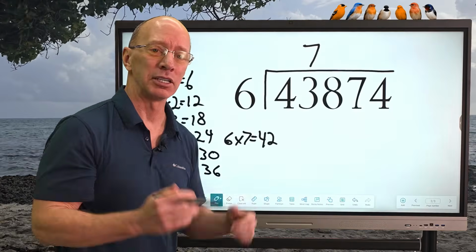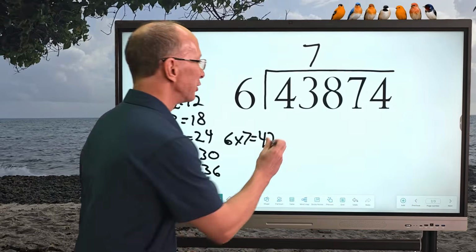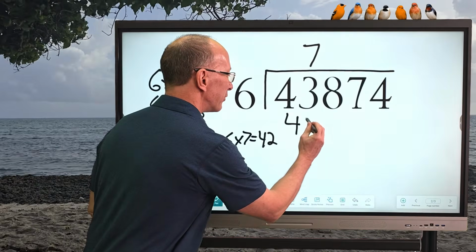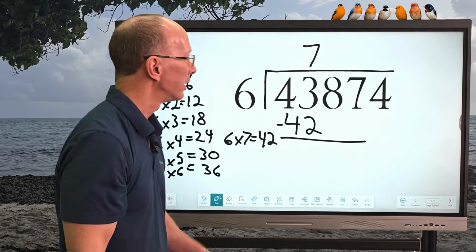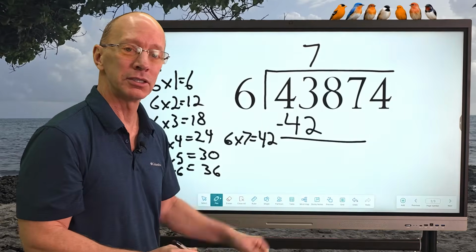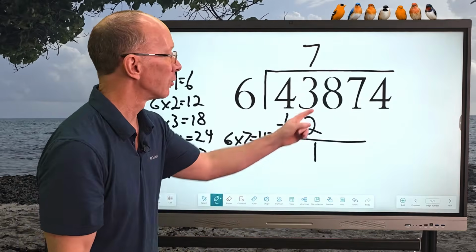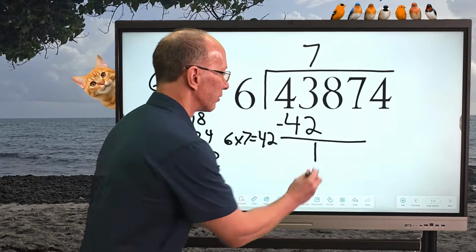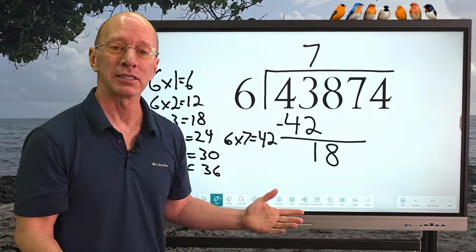And then what I do is I do multiplication next. So 7 times 6 equals 42. All right, so let's go ahead and put 42 right here. Subtract. That's our next step. So 43 minus 42 is 1, or 3 minus 2 is 1. And then our next step is we bring the next number down, which is an 8. I bring it straight down right here. All right, and then I do the whole process over.